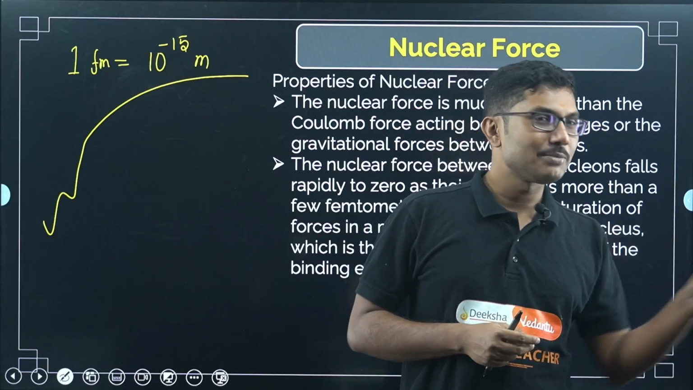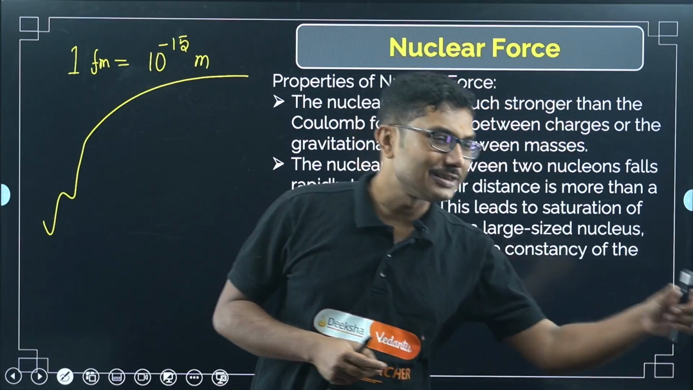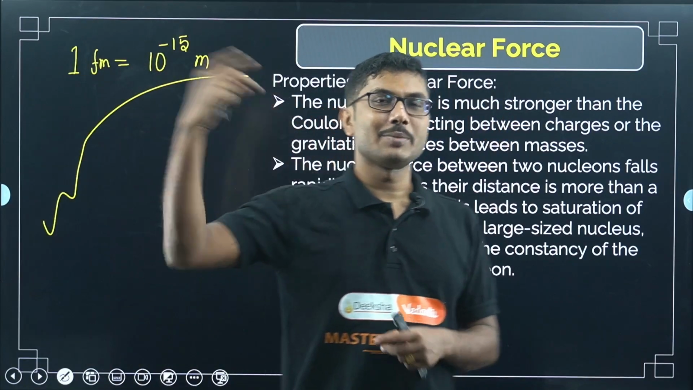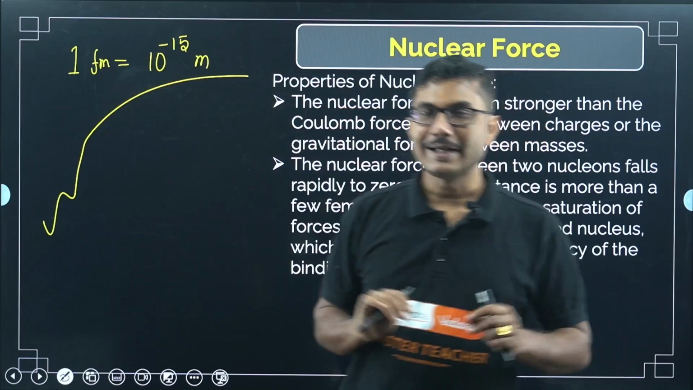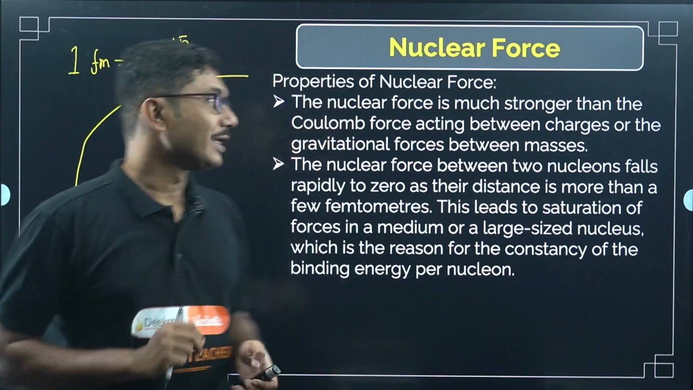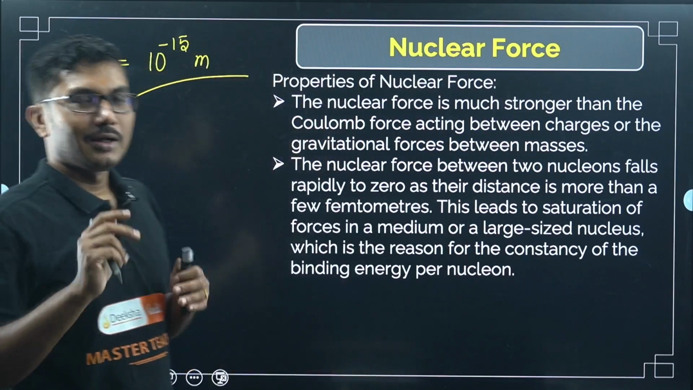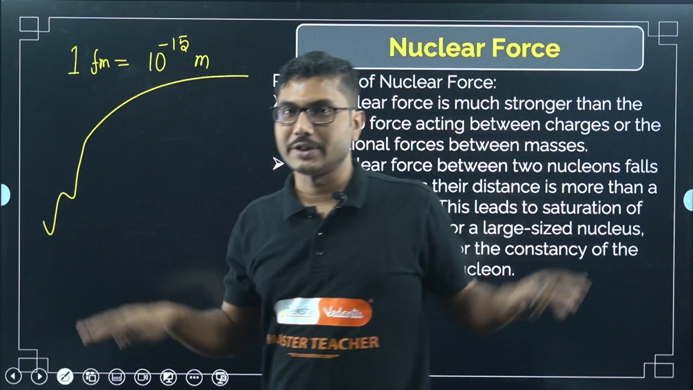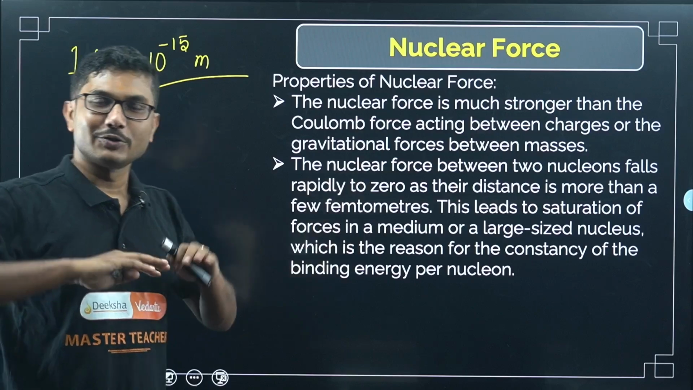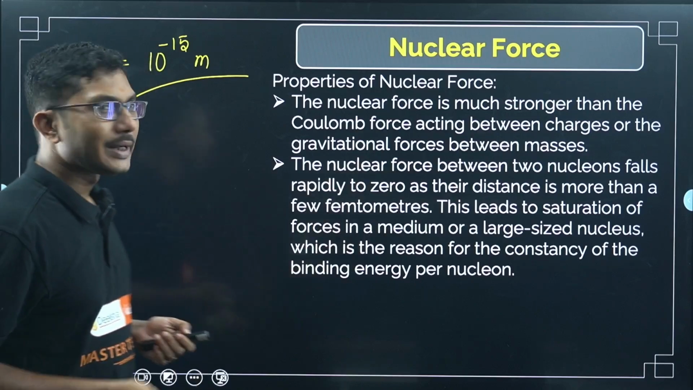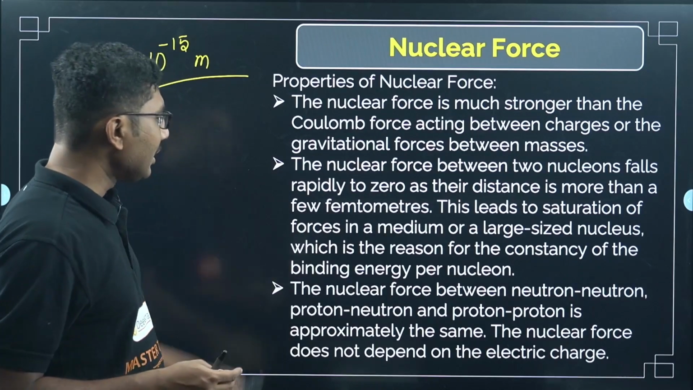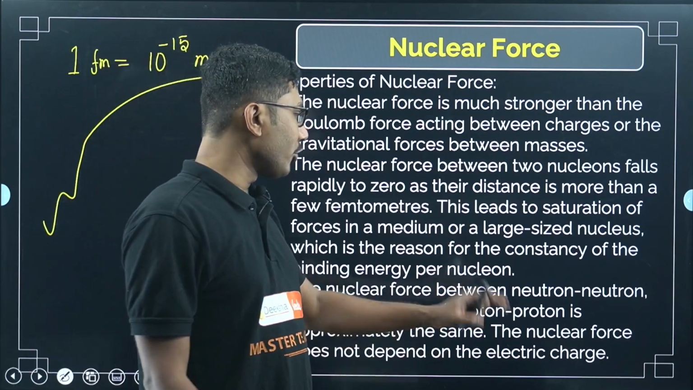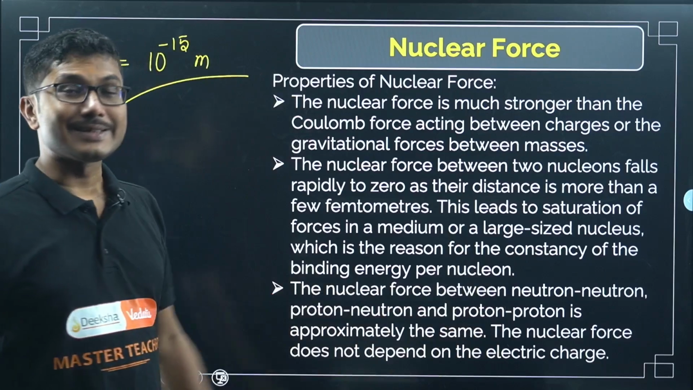They are talking between two students in the same bench, but whoever is sitting in the last bench is not able to hear whatever they are talking, right? So nuclear force is like that. But they are interacting with each other, so the force is still there and it is constant. Throughout the classroom there is a silence, so that is the basic requirement. The nuclear force between neutron to neutron, proton to neutron and proton to proton is approximately the same.